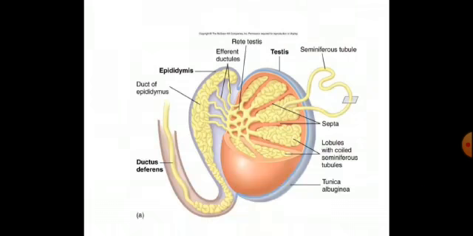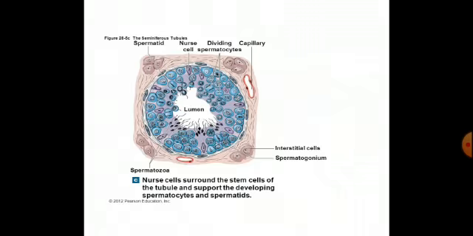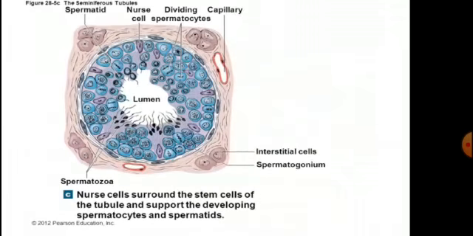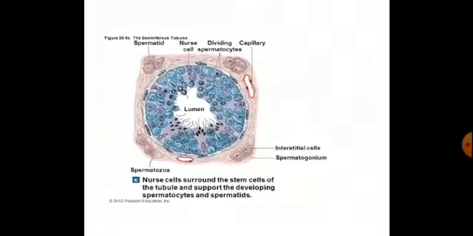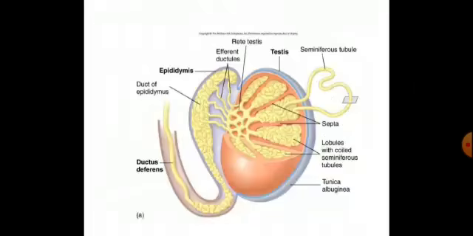Each testicular lobule is composed of 2 to 3 highly coiled seminiferous tubules. Each seminiferous tubule is lined by spermatogonium and Sertoli cells. Here you can see spermatogonium and Sertoli cells. Sertoli cells are also called nurse cells. The seminiferous tubule is the site for spermatogenesis.